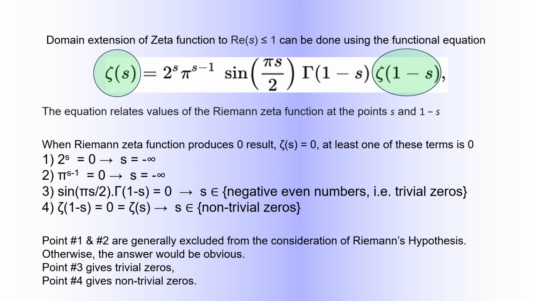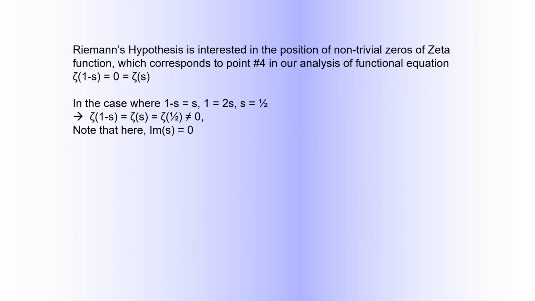Otherwise, the answer would be obvious. Point number 3 gives trivial zeros, while point number 4 gives non-trivial zeros. Riemann's hypothesis is interested in the position of non-trivial zeros of the zeta function, which corresponds to point number 4 in our analysis of the functional equation.